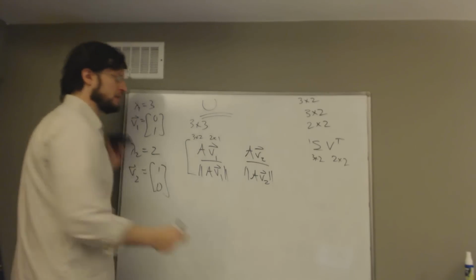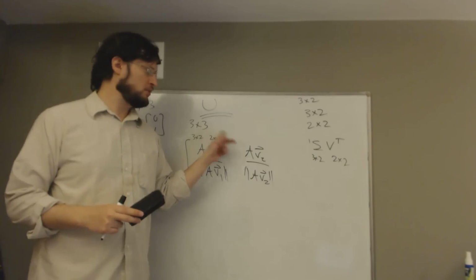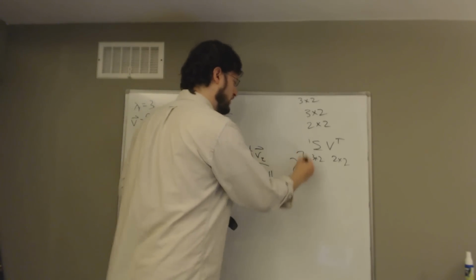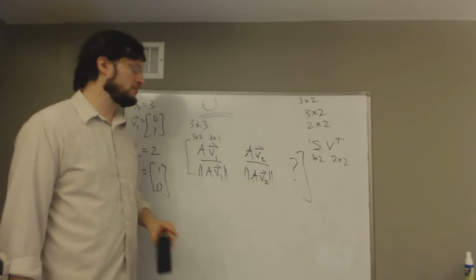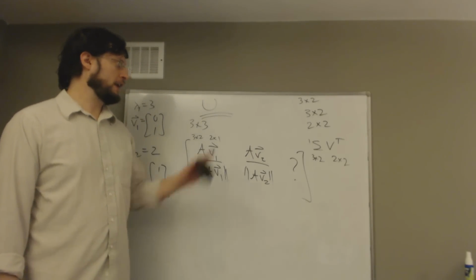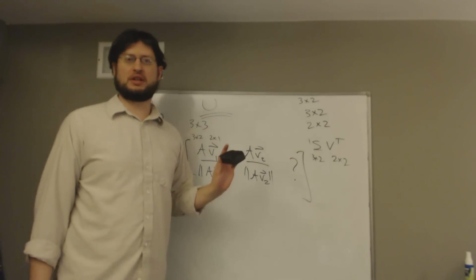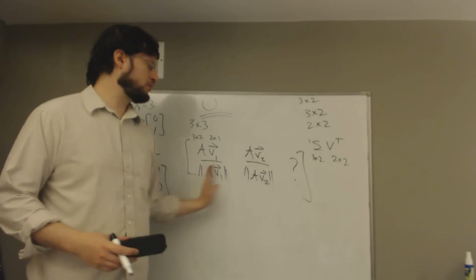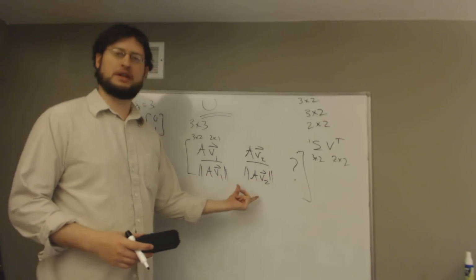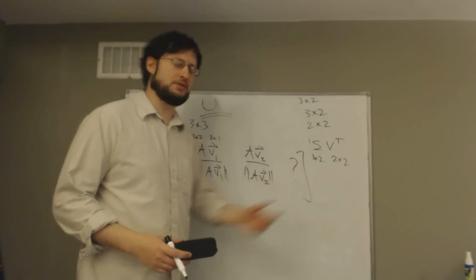This has 3 entries in it, but I need a 3 by 3 matrix, which means I need another vector. I need another column in order to make a 3 by 3 matrix, and I needed U to be an orthogonal matrix. All right, so that's the first thing. As it turns out, these are already going to be orthogonal, so that's good. But the question is what to do with this one.